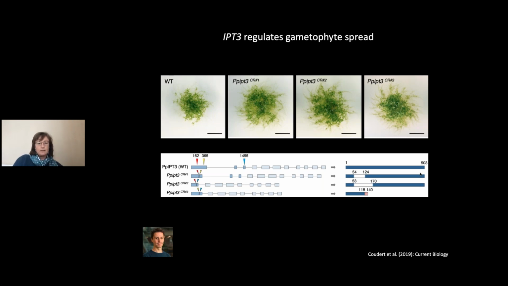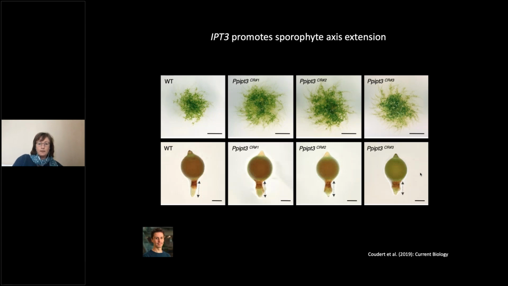Next slide, please. In the sporophytes, there was a slight decrease in the elongation of the seta in the 2 weaker lines, the CRISPR1 and the CRISPR2 lines in the middle of this panel here. But there was a noticeable and statistically significant decrease in the line with the most severe IPT3 disruption, which you can see on the right-hand side of the slide here.